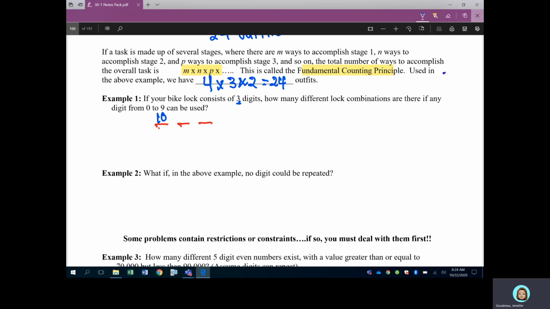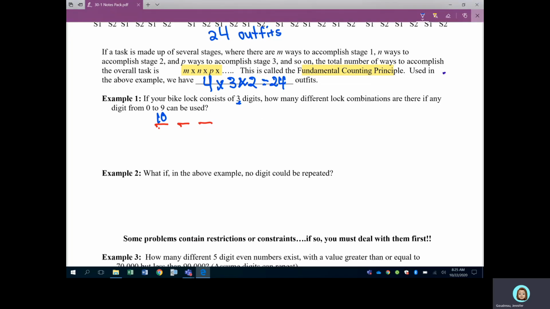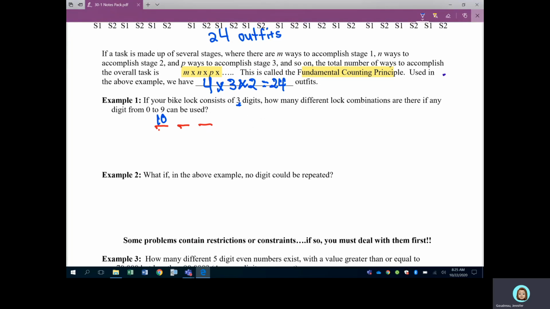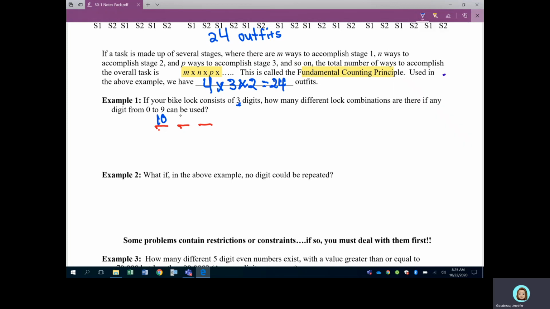It doesn't say anything about we can't use a number more than once, so I'm going to assume I can use them as often as I want. So I'm going to have 10 options there as well. And then for the third digit, we also will have 10 options there as well.